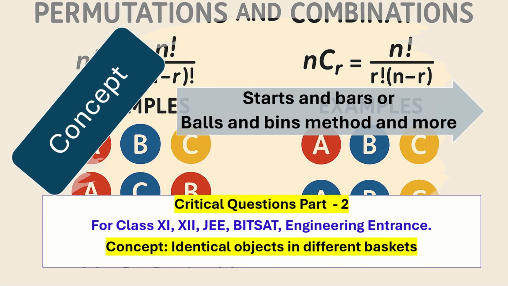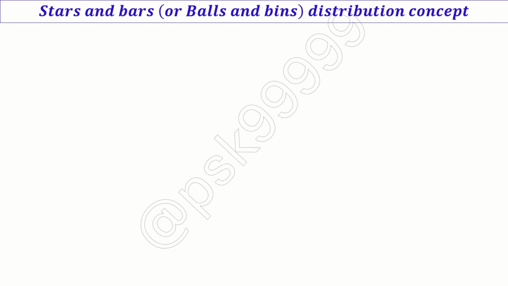In the previous video, we learned the concept of different objects in identical baskets, and also identical objects in identical baskets. In this one, we are learning stars and bars, which is nothing but identical objects in different baskets. So this concept we'll learn first. This is called stars and bars, or balls and bins, and a few other names also.